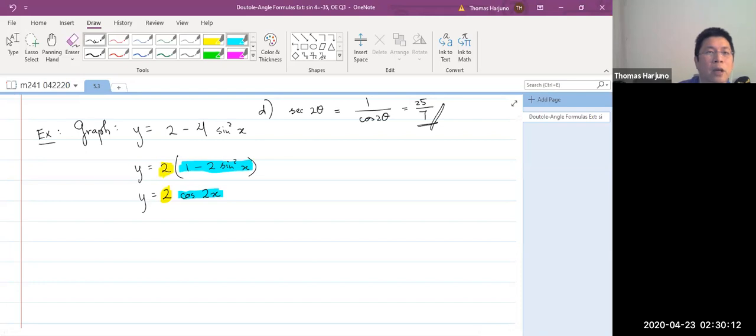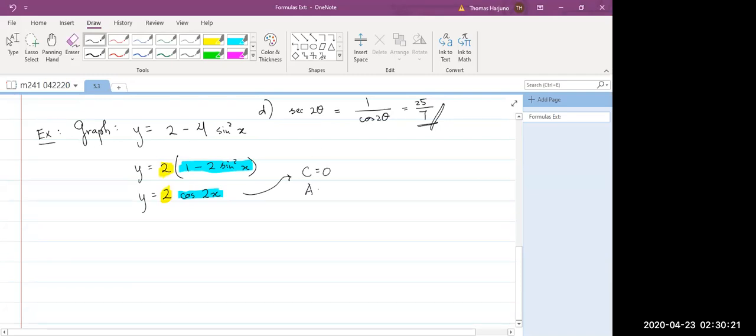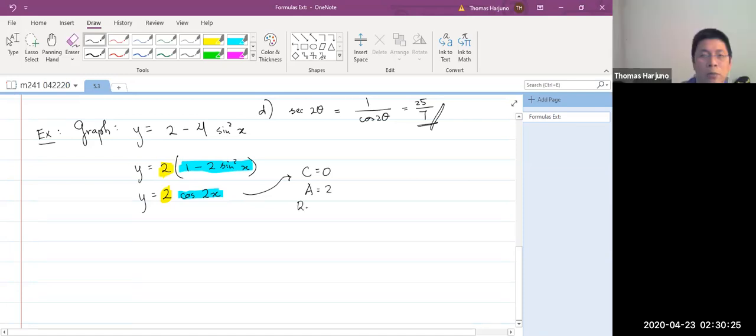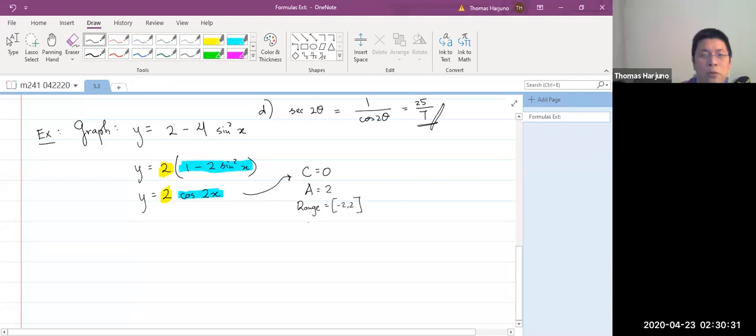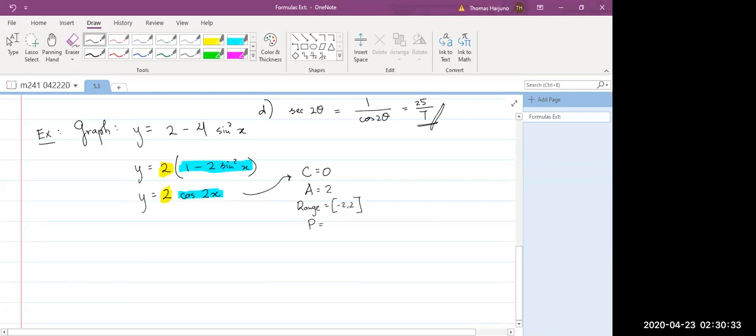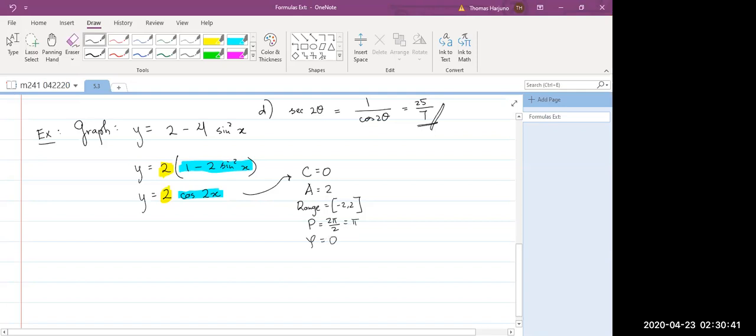Now from there, we go on. What's the center? 0. What's the amplitude? 2. So the range will be -2 to 2. Then how about the period? It's just pi. Right. How about the phase shift? There's no phase shift.